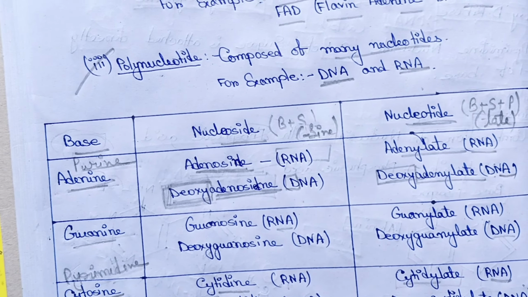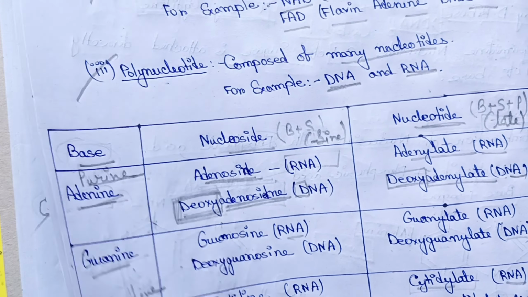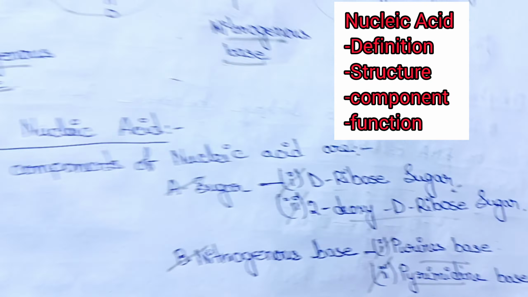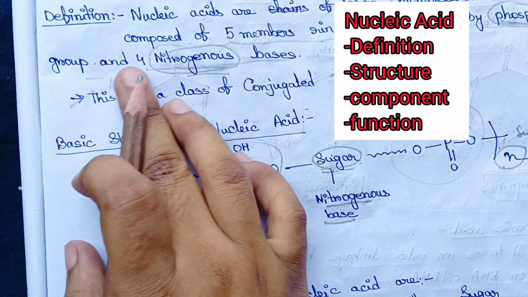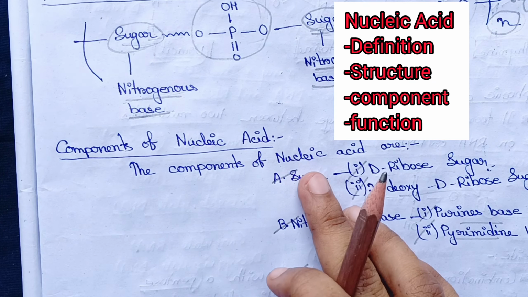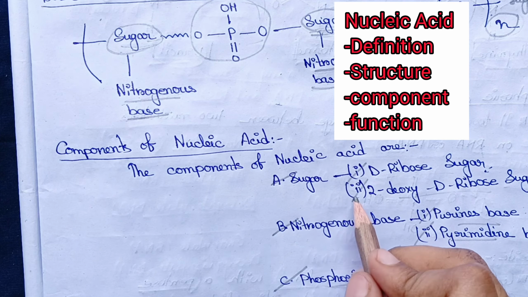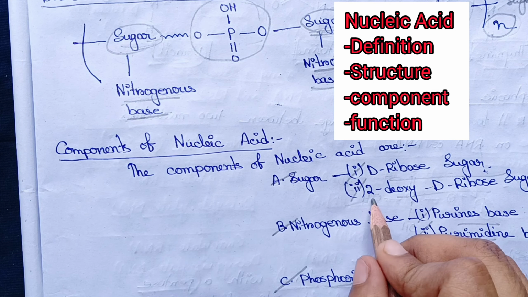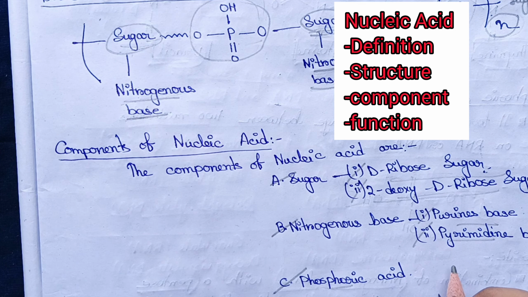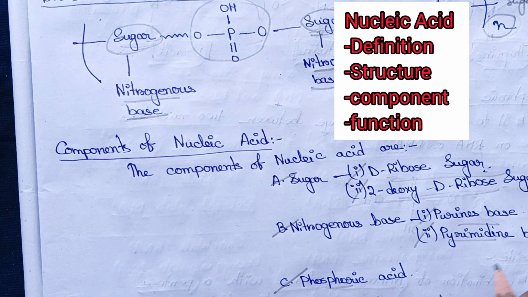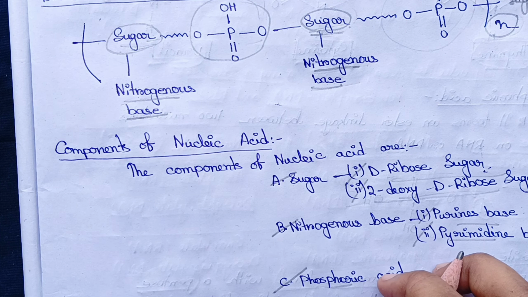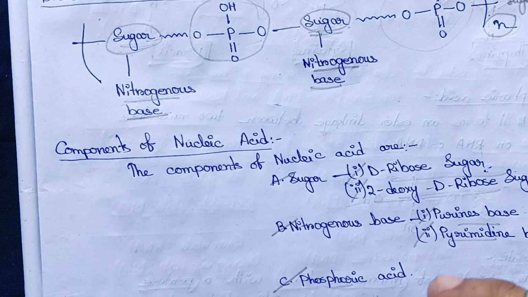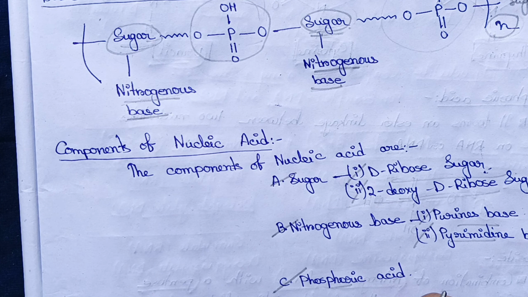So we have discussed the nucleic acid. In the details of nucleic acid, you can see their definition, structure, components, what is sugar, what is the 2-deoxy sugar, and their structure, nitrogenous base, purine bases, pyrimidine bases, phosphoric acid, and what is its function. So I think this video is helpful to you.